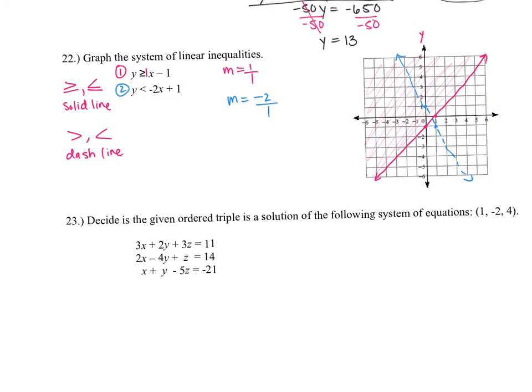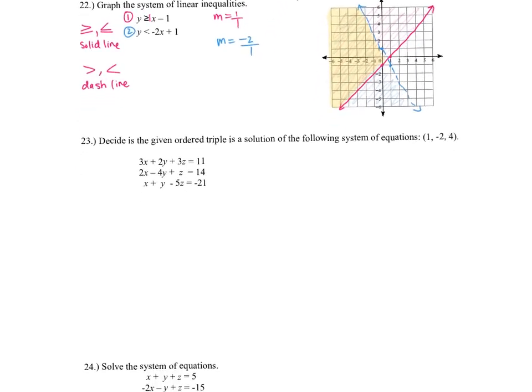So from here, I need to do my shading. It says that y is less than this equation. So if y is less, we want to shade below the line because we need negative y values. So if I were to shade below this line, I start to notice that the intersection is right here. This is where the blue and the pink line intersect. So this is going to be my solution, this intersection right here. All right, and that's it for this problem here.